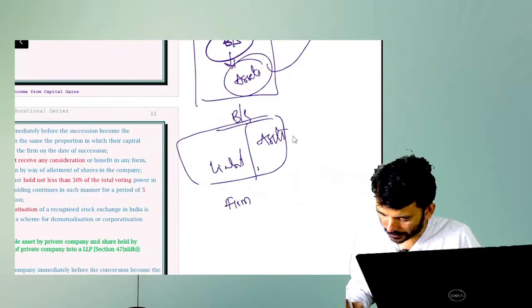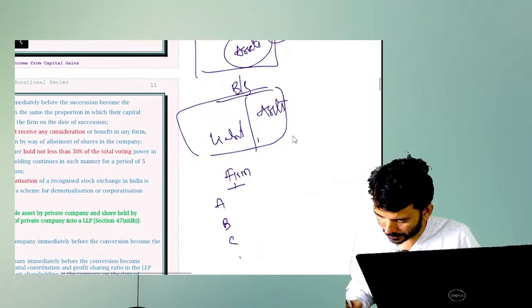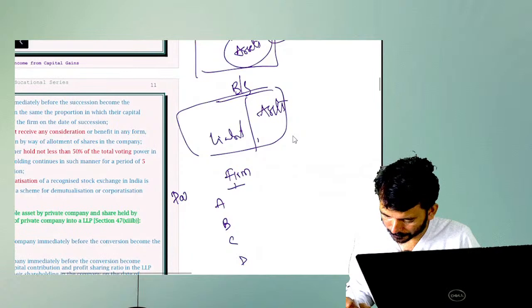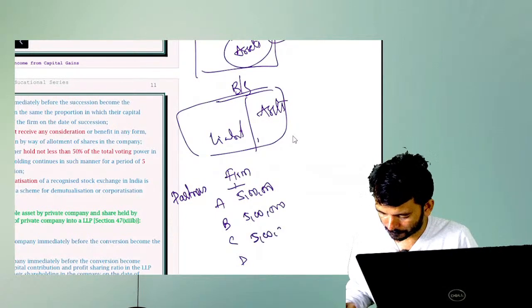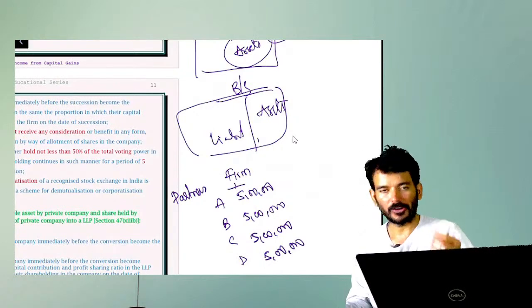Okay, they are having A, B, C, D. They are partners. Each is contributing 5 lakh, 5 lakh capital I am talking about. So 25% each.